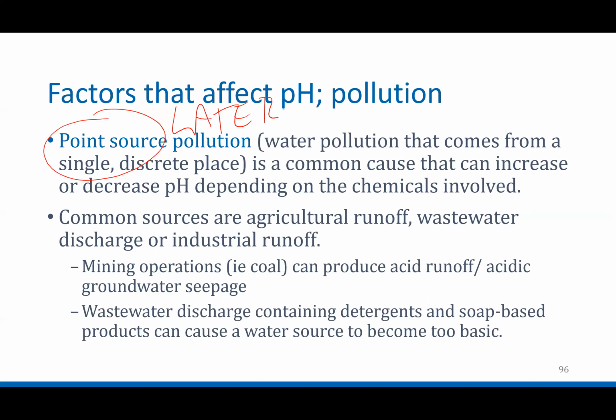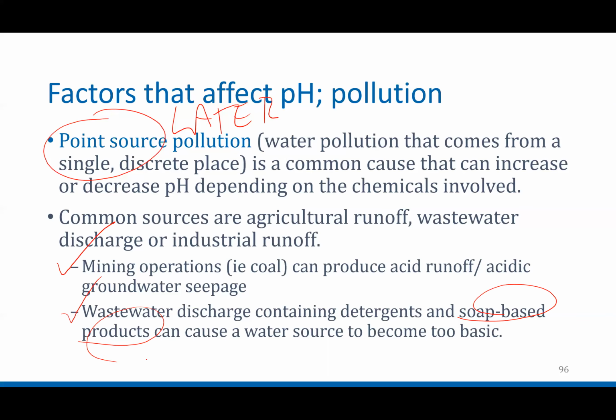So point source pollution is something that definitely affects pH, depending on the chemicals that are involved. Common sources, other point source pollutions that you could look at would be mining operations. And typically a lot of these things, we call this agricultural runoff. A lot of these things can be wastewater or industrial runoff as well. So sources of pH changes could be from mining operations and wastewater discharge.